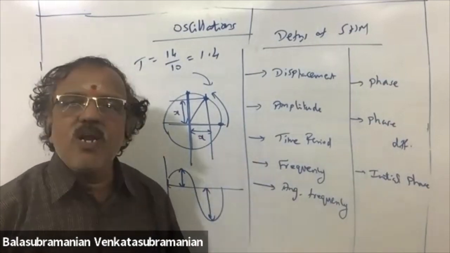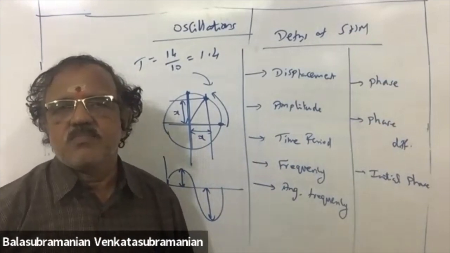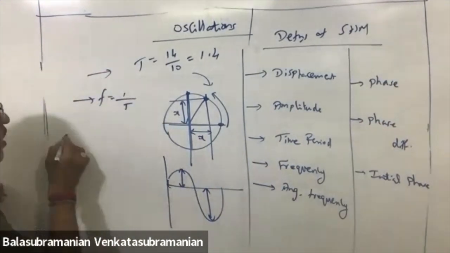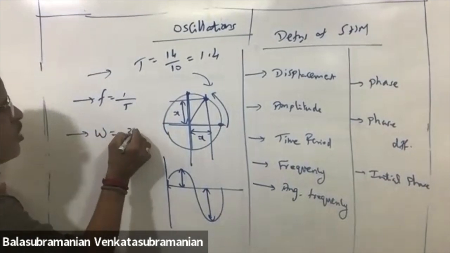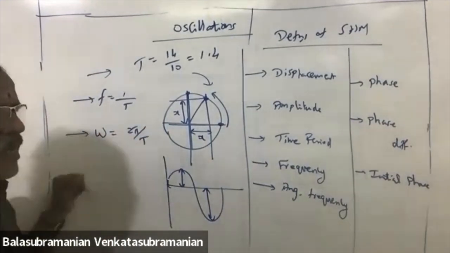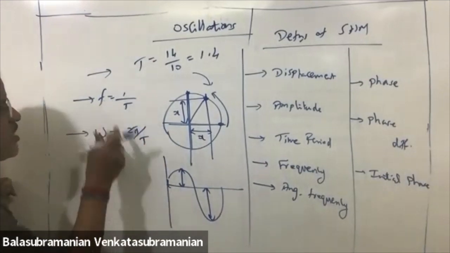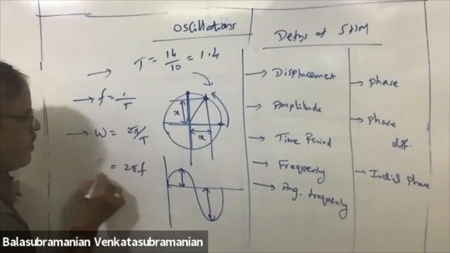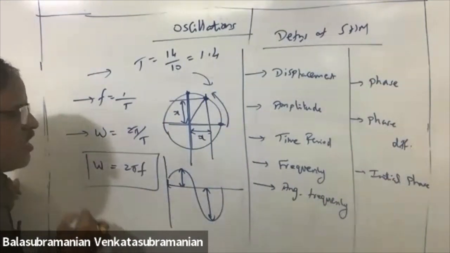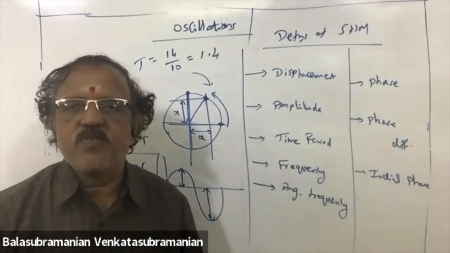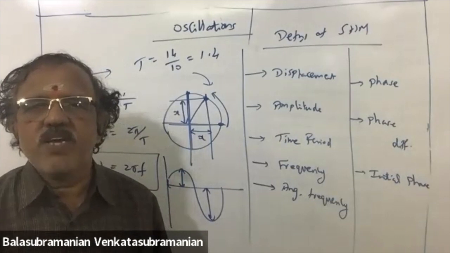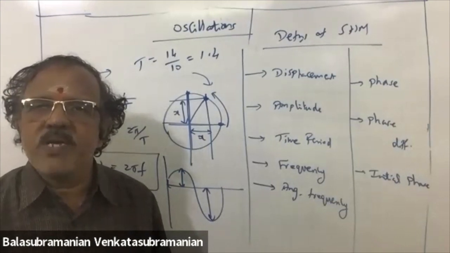Next, angular frequency. Angular means omega. You know very well omega basic formula 2 pi by T. 1 by T we call it as frequency. So I can write 2 pi f. Angular frequency is 2 pi f. f is a frequency, that is 1 by time period.